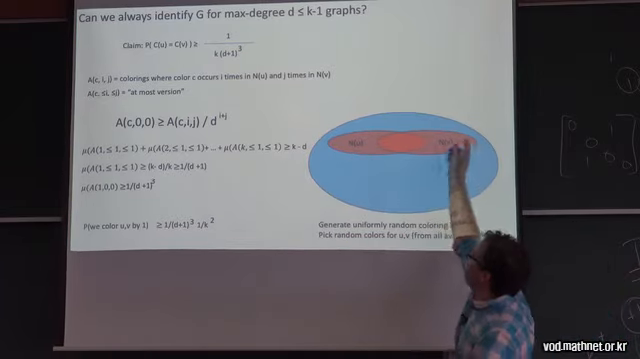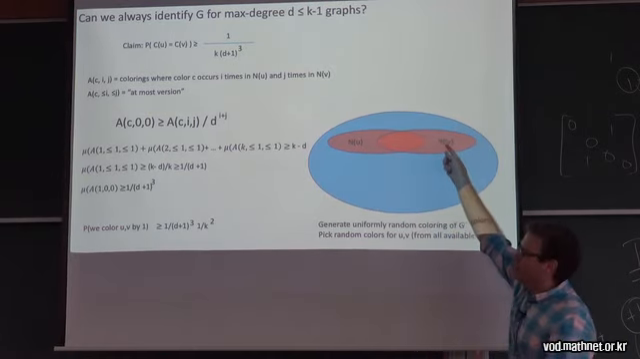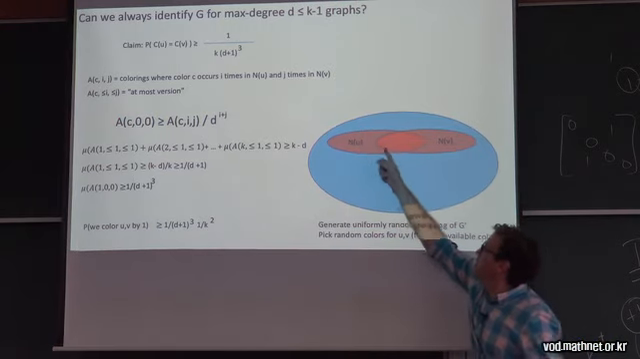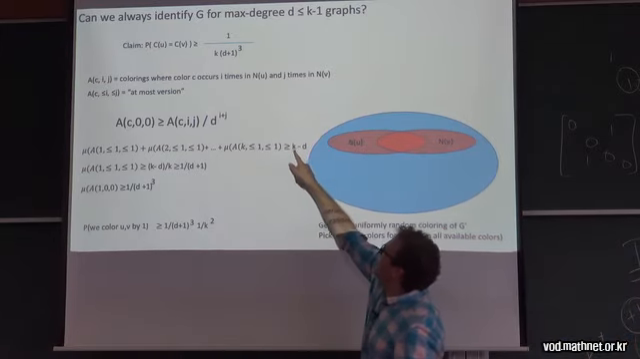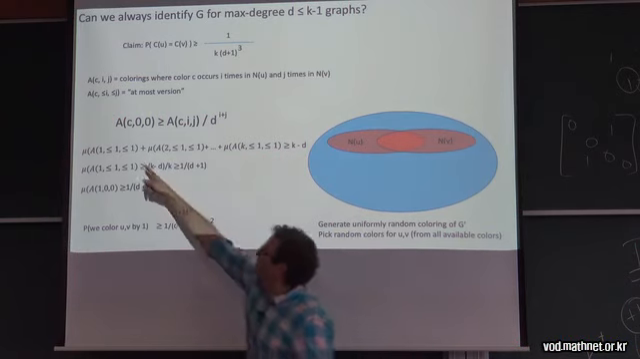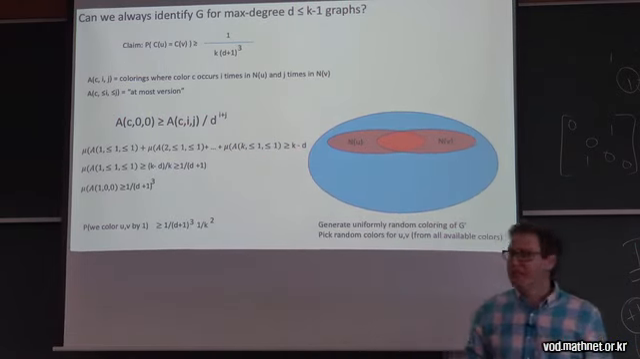Now look at the union. How many colors can appear at least twice here or here? At most d, because there's at most d over 2 here and at most d over 2 here. So there are at most d colors which can appear at least twice. Therefore, at least k minus d appear at most once. So if I sum up these things, it's at least k minus d. That gives me that inequality.